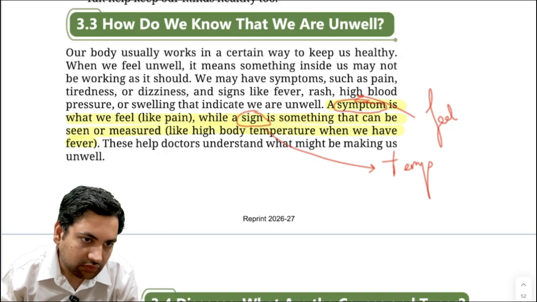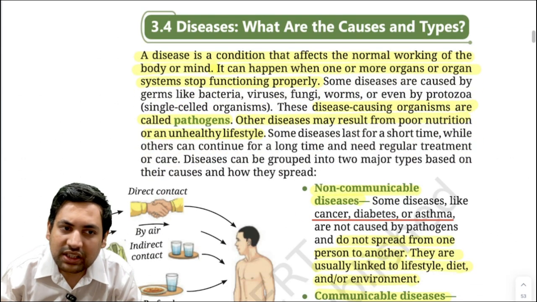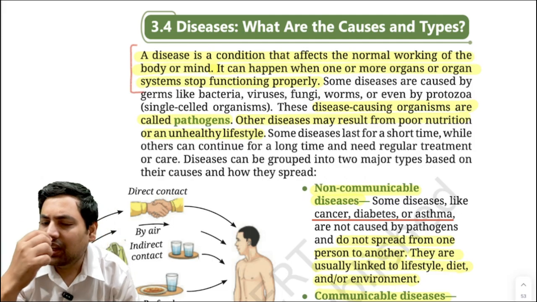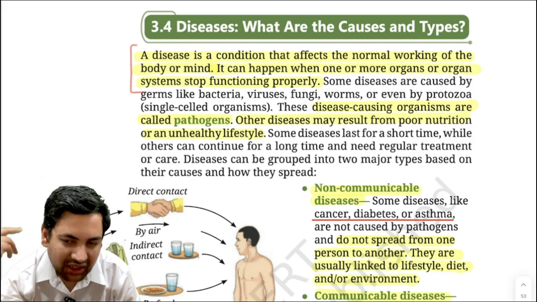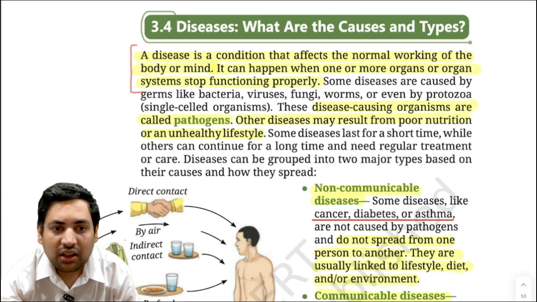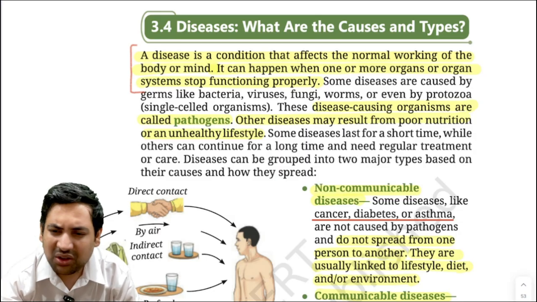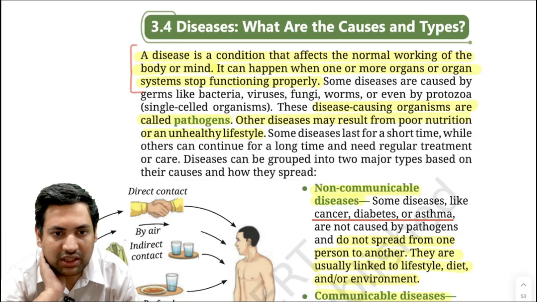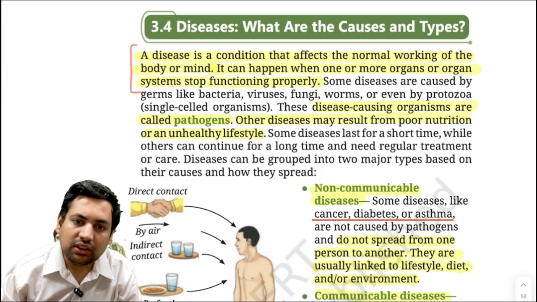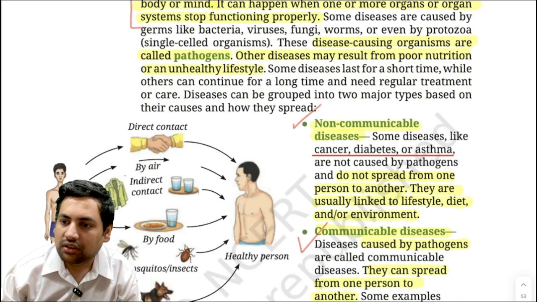Then diseases. What are the causes and types? Disease is anything that goes against the proper functioning of your systems. It may be because you ate something, some bacteria, some virus, or because you are having a very unhealthy diet. It may be something that comes from your genes, from your parents, hereditary. So all those are different kinds of diseases. Here they have defined very basic ones only. They have defined two kinds of diseases: non-communicable and communicable. Correct?